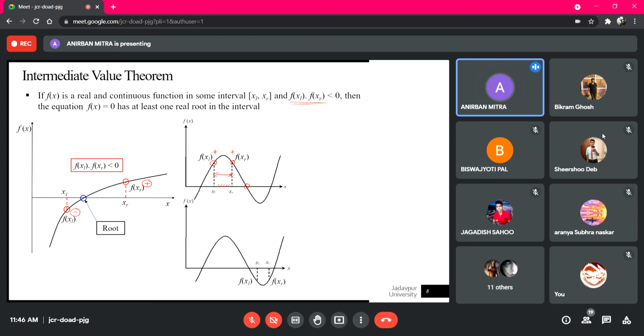Similarly, if the interval is chosen in such a way that both the values are negative, this is negative, this is negative, so their product would give us a positive value. Again, it does not satisfy this condition, and we can clearly see that there are no roots within this interval. What about here?